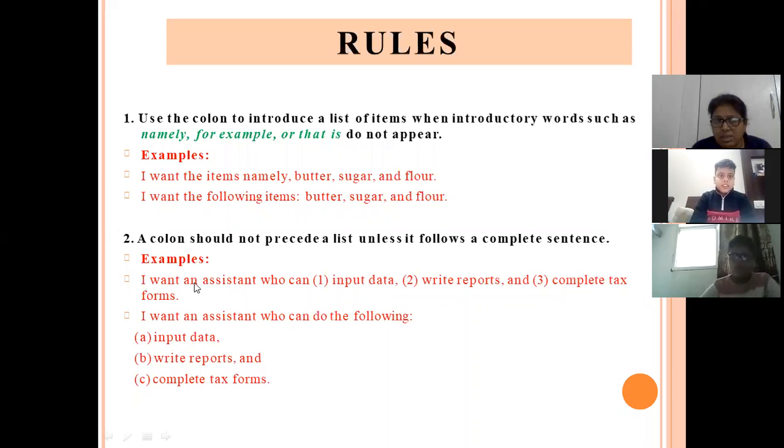So like this is a sentence. Now here also see, after examples the two dots are put, the colon sign is there. Why? Because we are giving these examples. Here also you can see colon is used because we are giving different examples. So if this is a sentence, I want an assistant who can input data, write reports and complete text forms. So how will you write it using colon? I want an assistant who can do the following. What following things can he do? You have inserted the colon and now you are giving the list here. He can input data, write reports, and complete text forms.